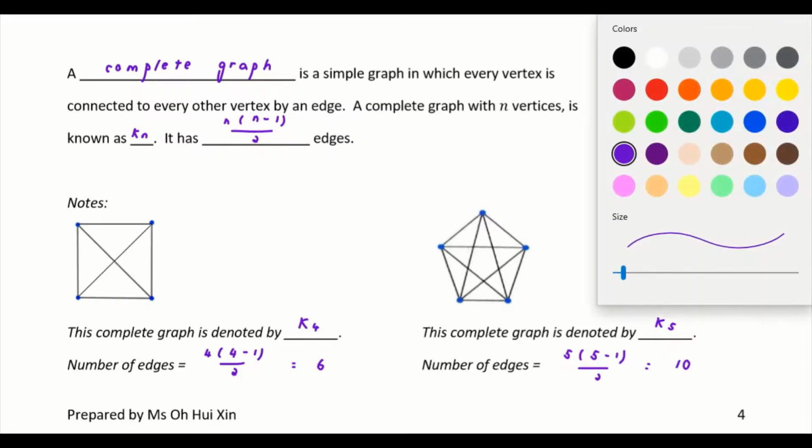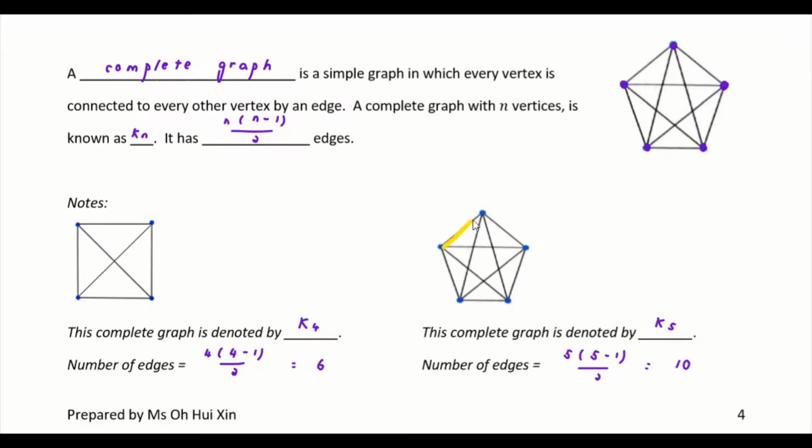Okay, so same thing, let's see whether we can verify that. How many lines do we have? 1, 2, 3, 4, 5, 6, 7, 8, 9, 10. So that proves this is correct as well. This is the formula that you might need to remember for a complete graph, for how many edges you have. So when you are given a certain number and you need to draw it, you wouldn't leave out any, and you can always check it. Okay, so let's move on to the next one.